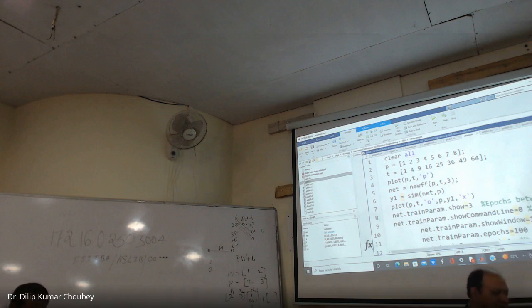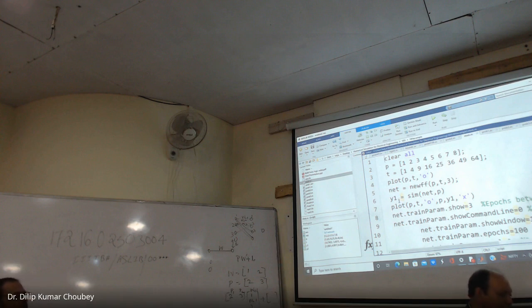O is just the symbol we use to represent it. So they will draw your system. After that, we go through the backward algorithm. So this is P comma T, and up to three hidden layers we consider.